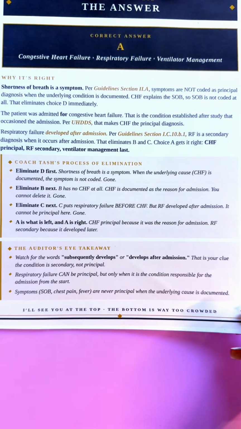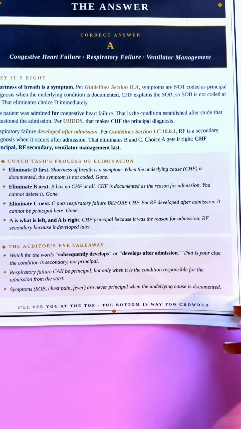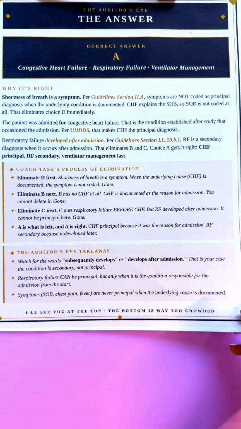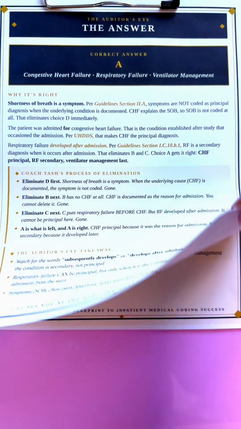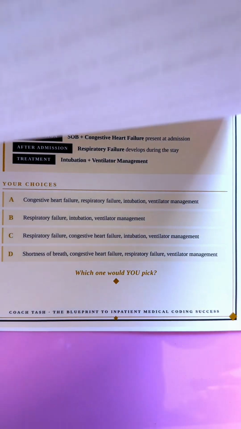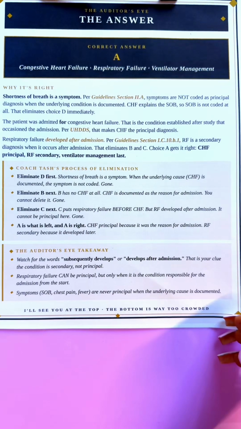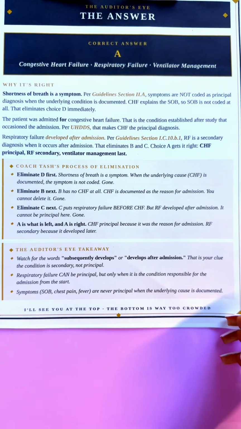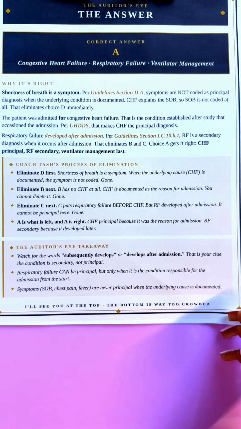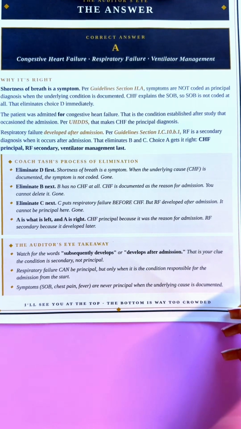Next, let's eliminate C. C puts respiratory failure before CHF, but respiratory failure developed after admission. It cannot be principal here. It's gone. So C is gone too. It was not present on admission. All principal diagnoses have to be present on admission. So A is what is left. CHF principal because it was the reason for admission. Respiratory failure secondary because it developed later.